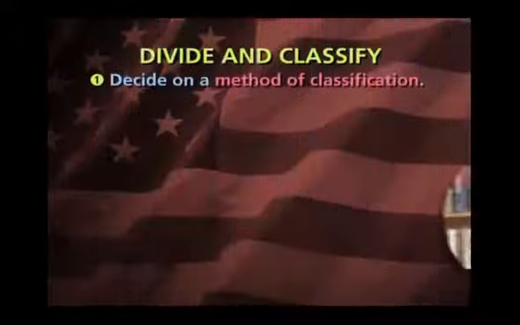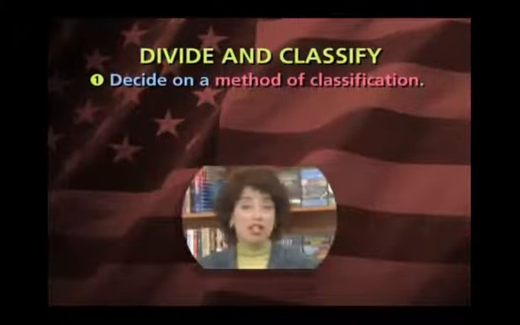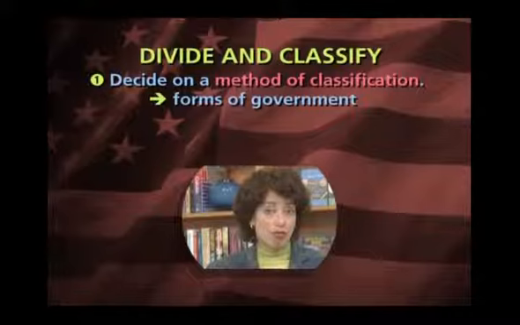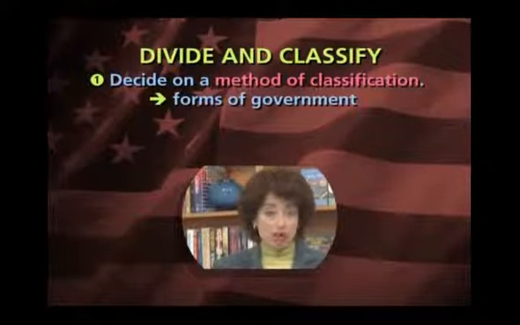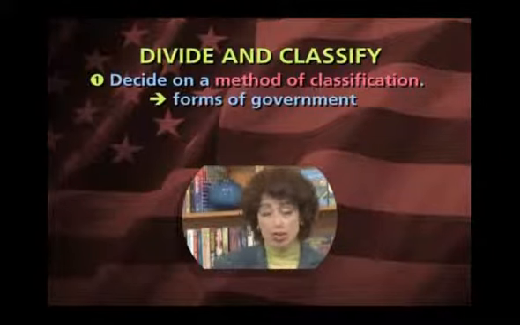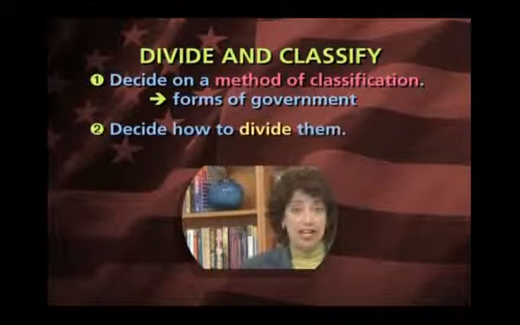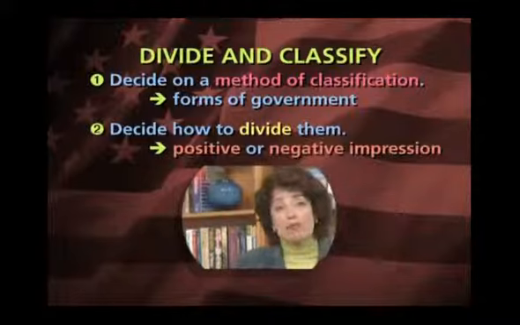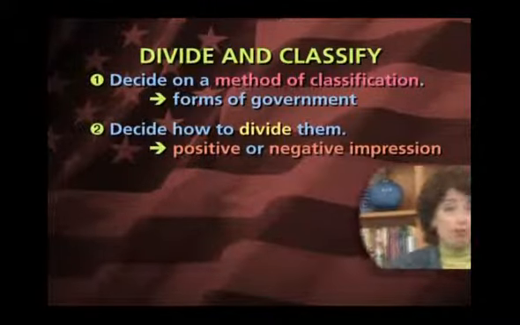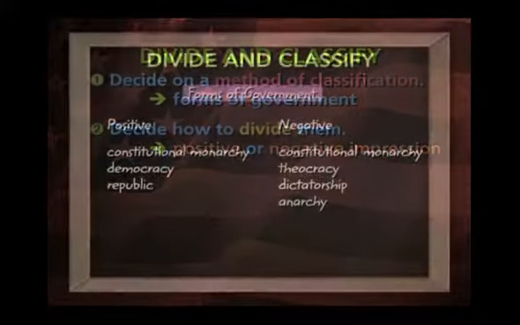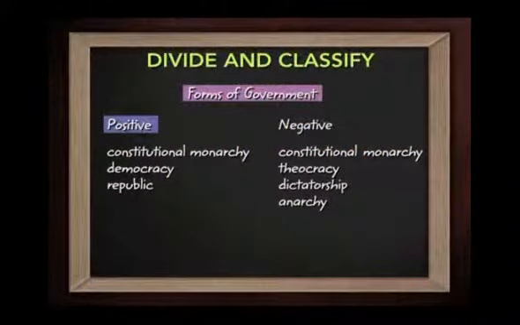Well, first, you decide on a method of classification. I decided to use forms of government because constitutional monarchy, anarchy, democracy, republic, theocracy, and dictatorship, to me, were all forms of government. Next, I had to decide how to divide them. Well, I divided them whether they had a positive or a negative impression to me. So I made 2 columns, positive on the left and negative on the right.